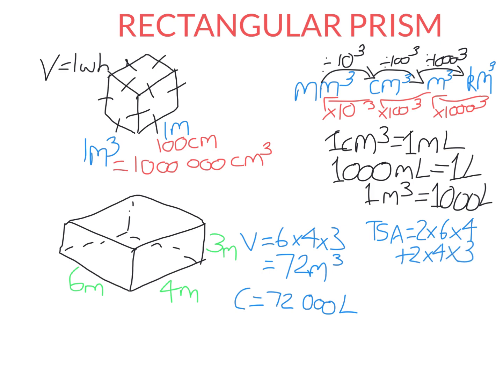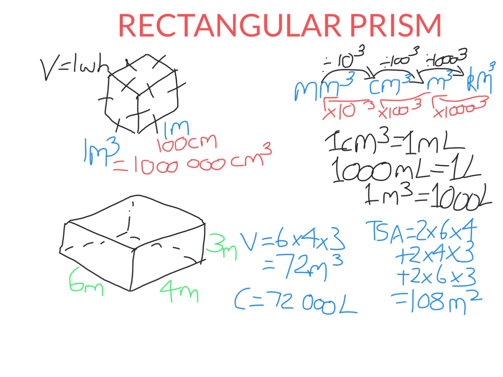And then we can see there are 2 identical rectangles at the side that are 6 by 3. So we'll add those, 2 by 6 by 3. So if you add up all of that, you get 108. Now, surface area is in units squared because it is an area. So the surface area of this rectangular prism is 108 meters squared.